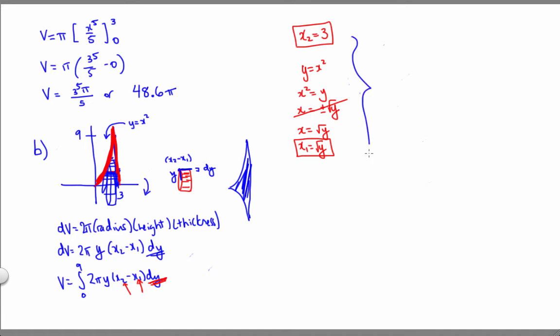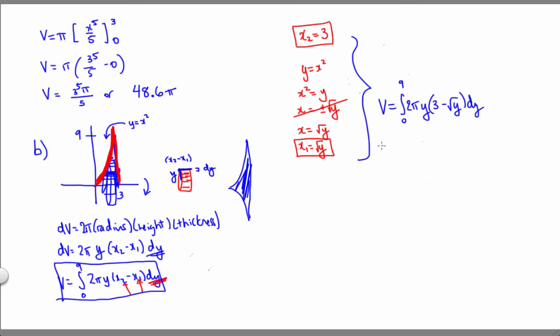So let's use all this work here now to rewrite V. Just recopying from down here. V is equal to the integral from 0 to 9 of 2 pi y times x2, we've said, is 3, and we're going to be subtracting off x1, which is root y, and that gets multiplied by dy.